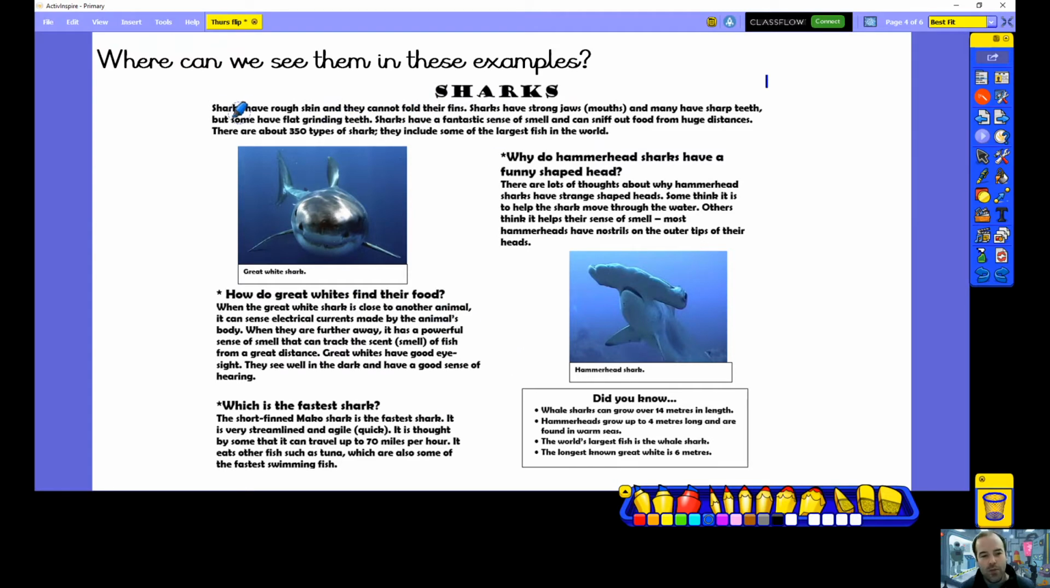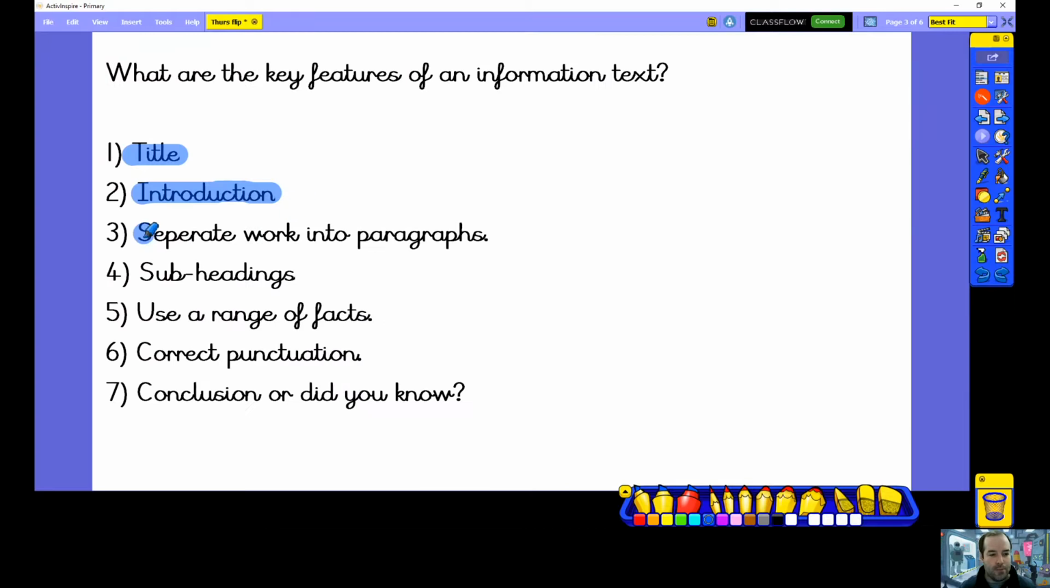facts. So the introduction is this part here at the top. It's just 2 or 3 sentences, not a lot, just together at the top, just underneath the title before anything else. So people have to read that first, because obviously it's important they read the introduction first. And it just sort of introduces the topic and tells you a couple of key facts about what you're talking about. Number 3, separate work into paragraphs.